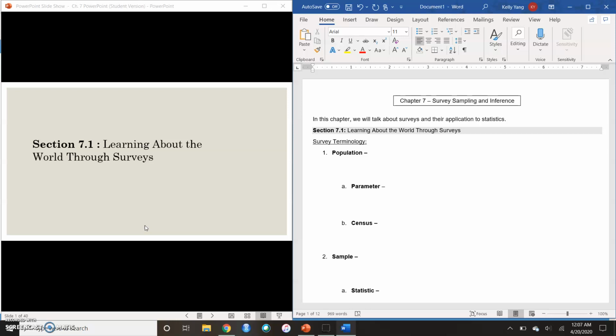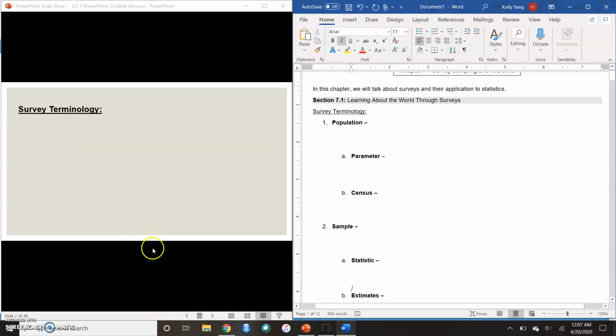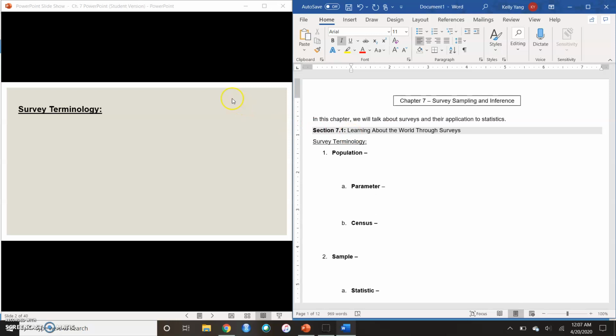So chapter 7 is all about surveys and looking at different survey sampling methods, learning about the world using a survey. And so to begin, let's look at some survey terminology. So the note packet that I have provided does give you a note-taking outline that you can fill out to follow along.